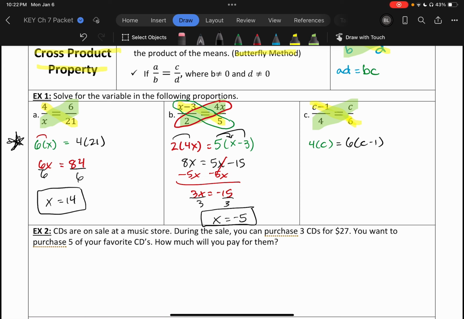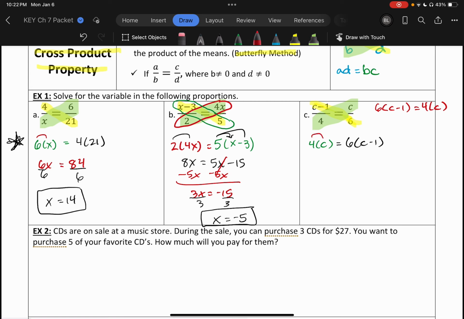And so some of you guys might be wondering right now, is that going to be any different? What if I chose to start with the other diagonal? What if I did 6 times c minus 1 is equal to 4 times c? You're going to get the same answer. So don't stress out about the order. As long as you multiply the diagonals and set them equal to each other, the order won't be super important here. But let's go ahead and start multiplying this out.